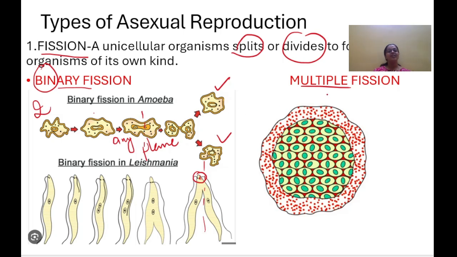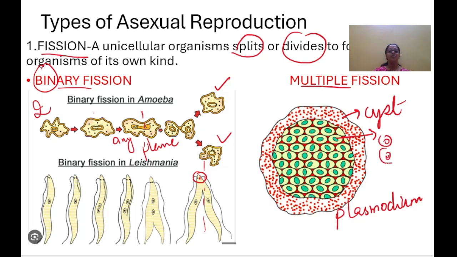The second type of fission is multiple fission. Multiple fission is seen in the case of plasmodium. In the case of plasmodium, what happens? The nucleus divides to form multiple nuclei inside the cyst. This thick part is called the cyst, inside which the nucleus keeps on dividing and multiple plasmodiums are formed. Now when the cyst breaks open, they will come out and form multiple plasmodium. So this is a multiple division where a single organism gives rise to multiple organisms of its own kind.